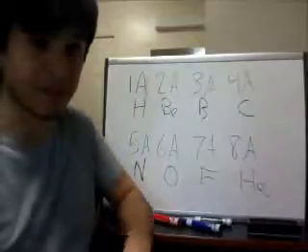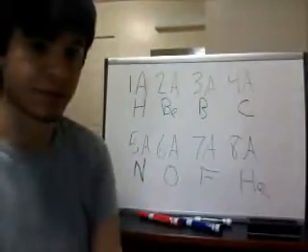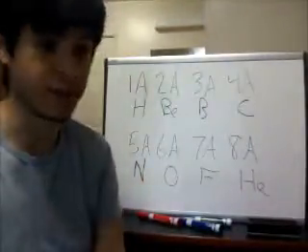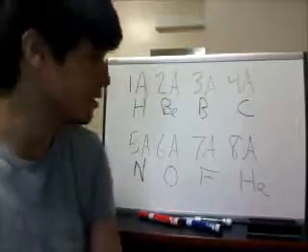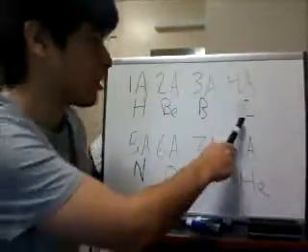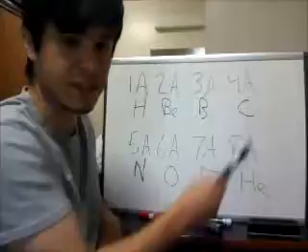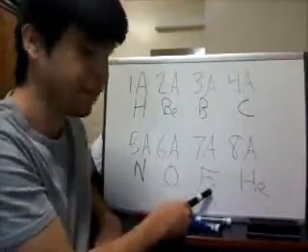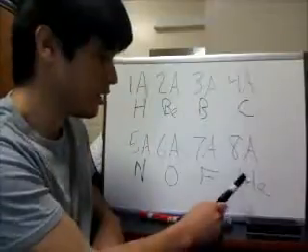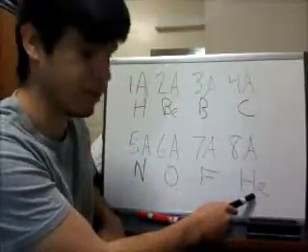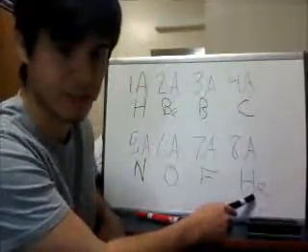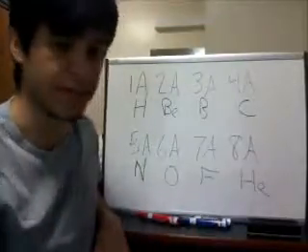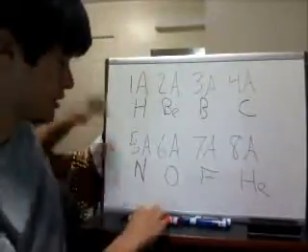Now, to determine the number of valence electrons in any atom under these groups, we simply look at the group number, and that would be the number of valence electrons. For example, carbon, which is in group 4A, has 4 valence electrons. Oxygen has 6 valence electrons. Chlorine has 7 valence electrons. The only exception to this would be helium, which only has 2 valence electrons, but any other atom underneath group 8A would have 8 valence electrons.